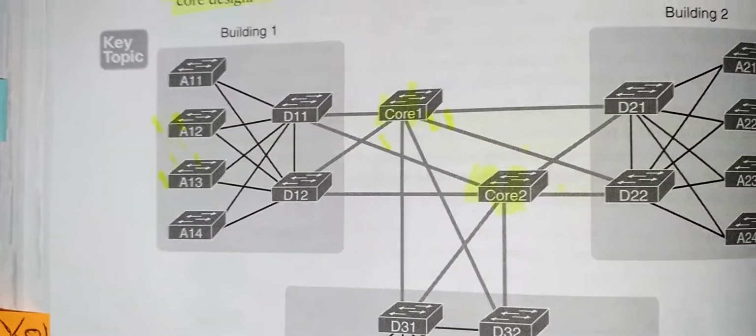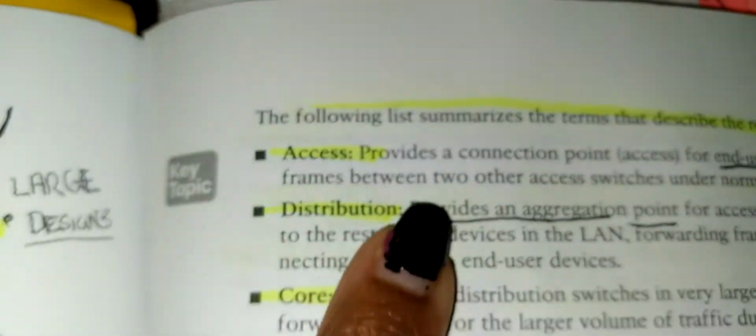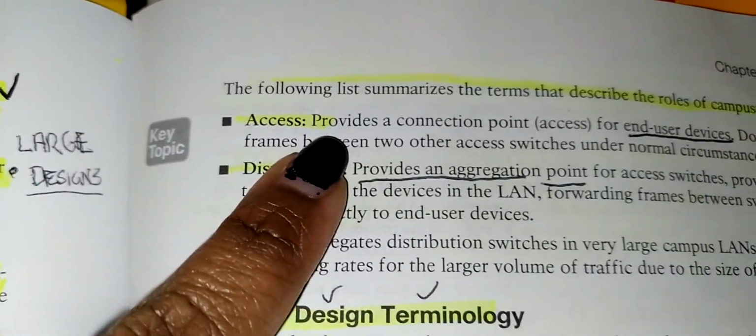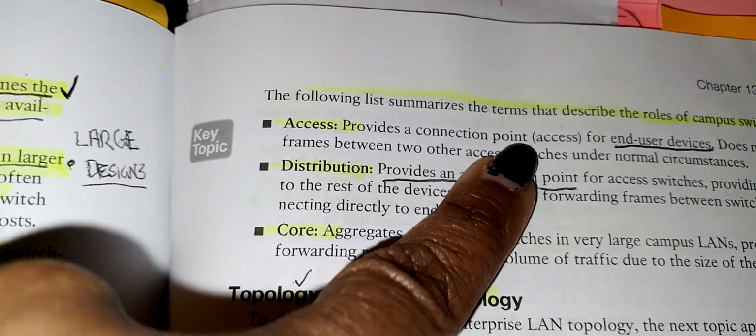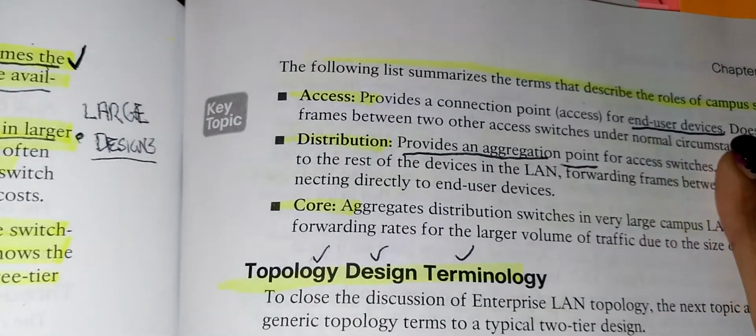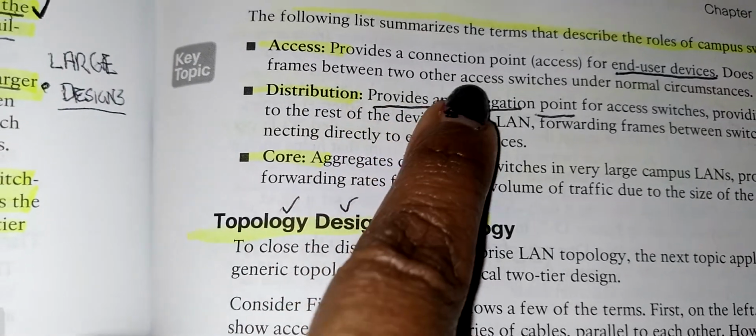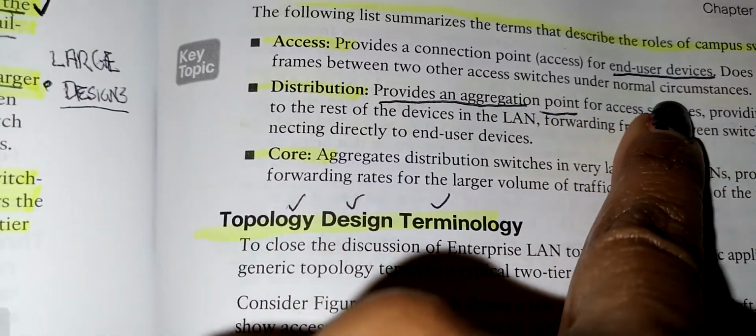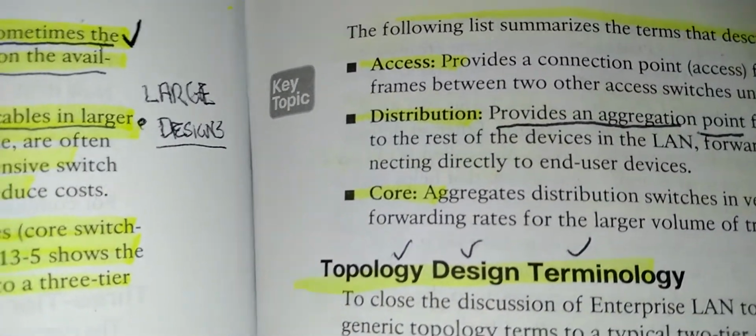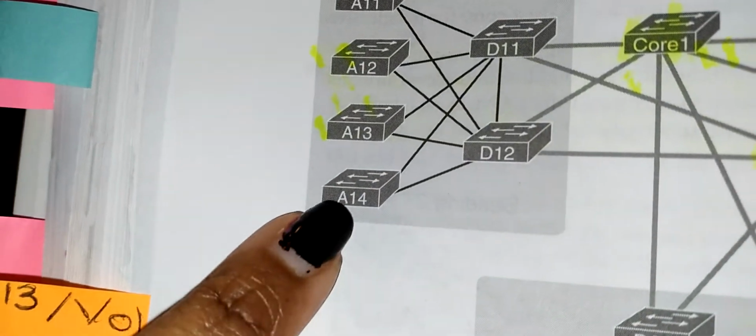So at the access layer, this is where end users are plugged in. I'm going to give you the definition of access layer. Access provides a connection point for end user devices, and does not forward frames between two other access switches under normal circumstances. And that's where end users are plugged in. Again, the access, right here, access.